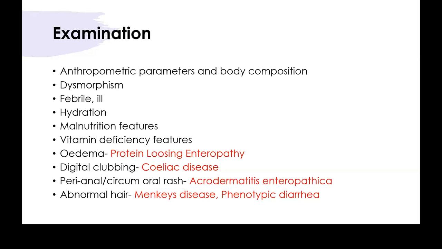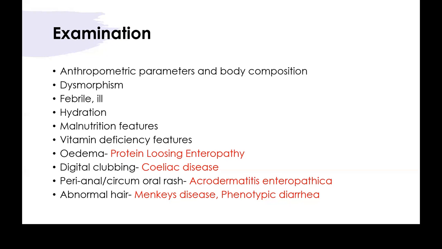The phenotypic diarrhea is where you will have facial features with a broad forehead and other ear changes as well, right? A child being febrile or having a prolonged febrile illness would suggest a possible infectious origin, and a child being ill will indicate the severity of the disease. And it's important to check the hydration status, look for malnutrition features, and look for specific vitamin deficiency features, right? Especially whether you can categorize it as a fat soluble vitamin deficiency or a water soluble vitamin deficiency, and that will give us some idea about your etiology.